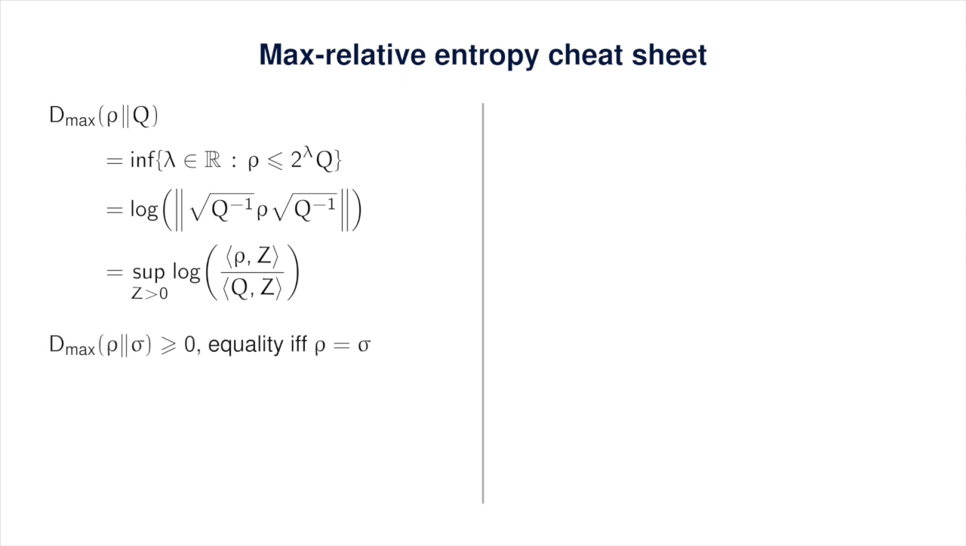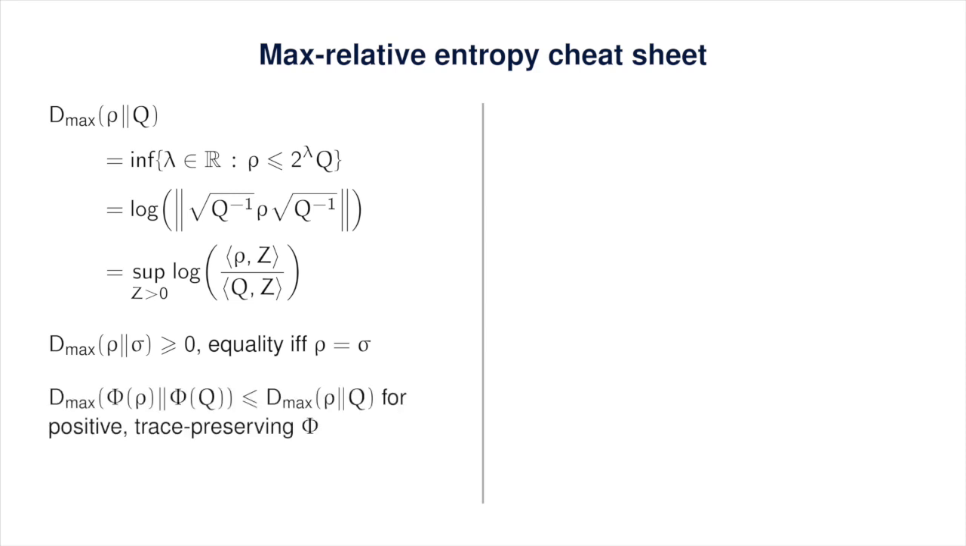We also have an analog of Klein's inequality when the second argument is a density operator. And we know that the max relative entropy is monotonic with respect to the action of any positive and trace-preserving map, meaning that applying any such map to both arguments cannot increase the value of this function.